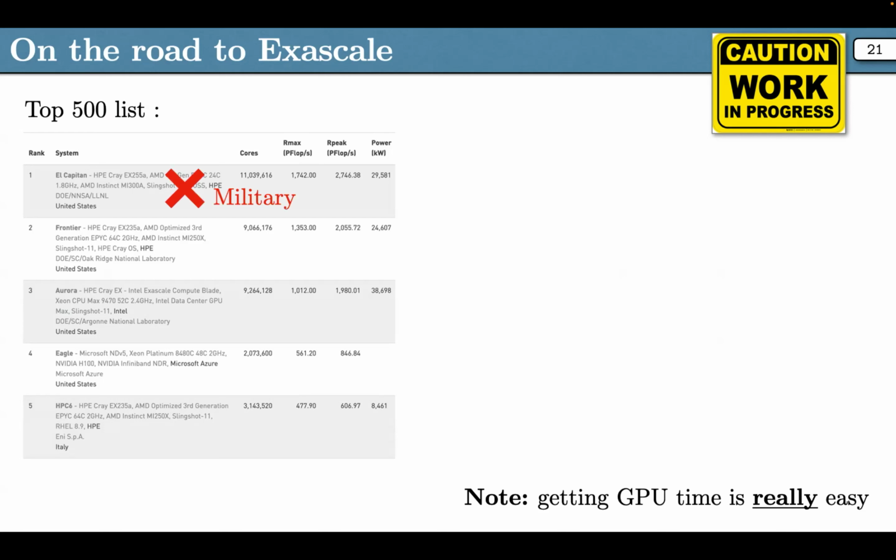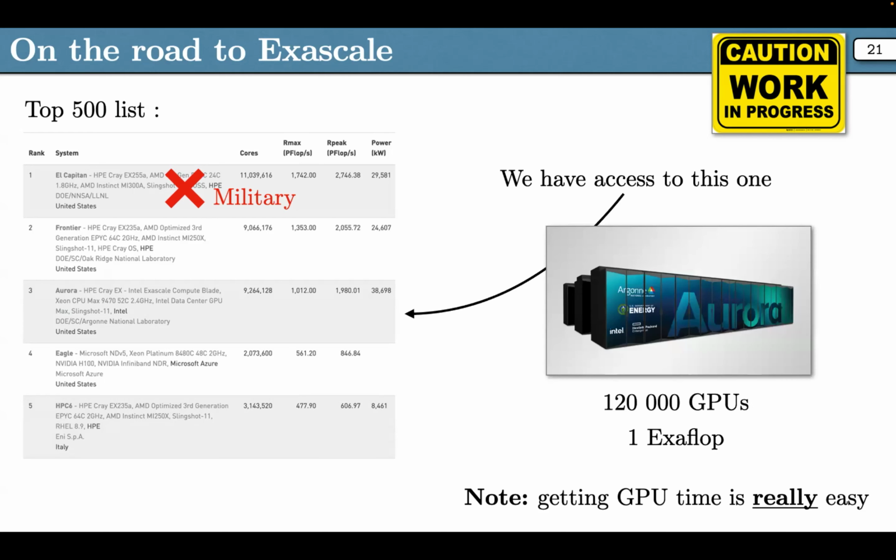And if you go back to the 500 most powerful supercomputers in the world, you have many interesting ones. Not the first one, because it was public for 2 weeks before it was closed by the military, but whatever. But we have access to that one, which is exascale. It has like 100,000 GPUs. Getting GPU time also is really easy on that one. Basically, you just ask, and provided that you want to do interesting physics on it, you will get time. There is not much pressure there.